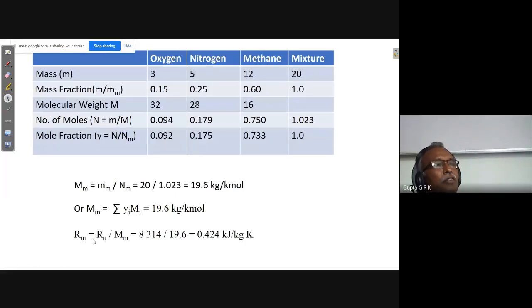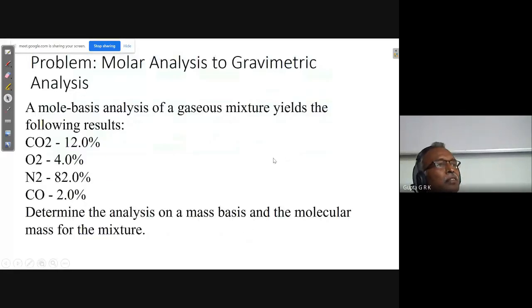And there is another problem also to convert. Here you can see mass fractions are given, that is gravimetric analysis. It is converted into mole fractions, which is volumetric analysis or molar analysis. Similar problem, molar analysis to gravimetric analysis. If I am given the number of moles or mole fractions, that is 0.12, the mole fraction of CO2, and 0.04 is the mole fraction of oxygen, 0.82 is for nitrogen, and so you can see the mole fractions are given, and we have to find out the mass basis.